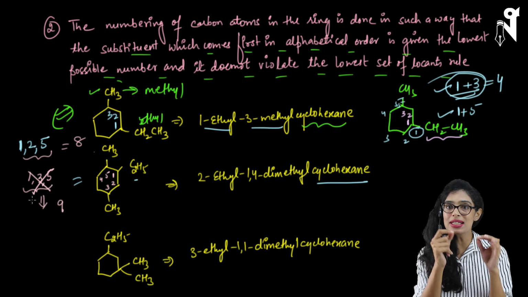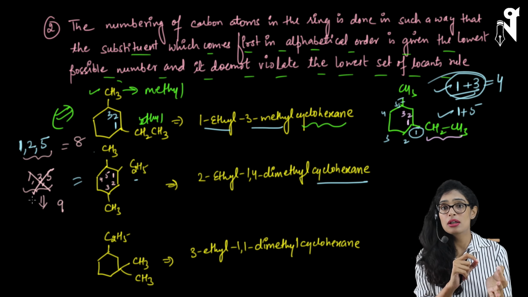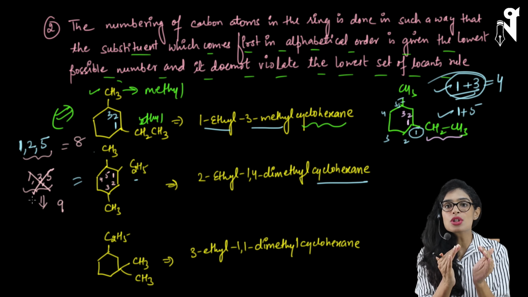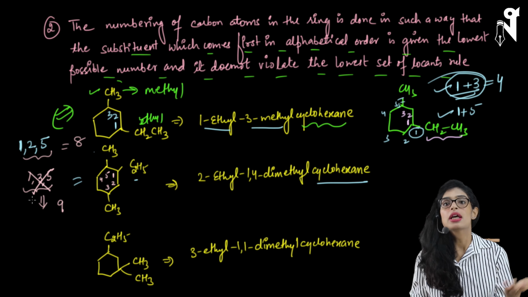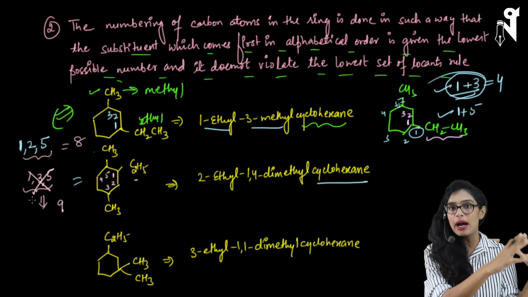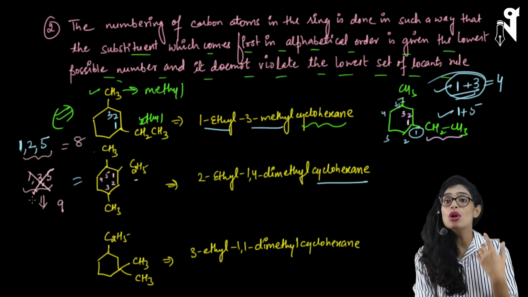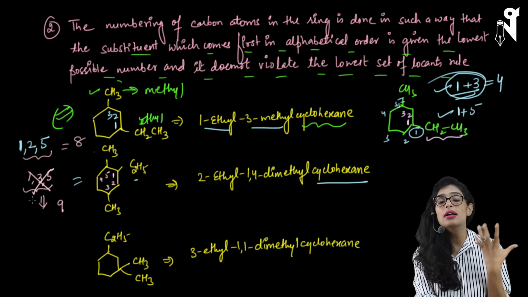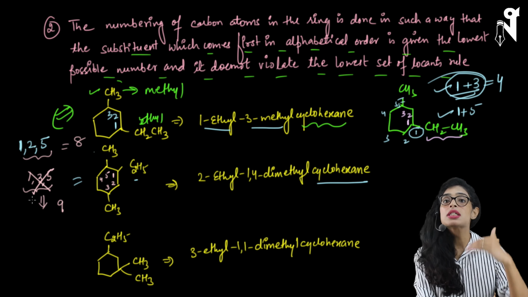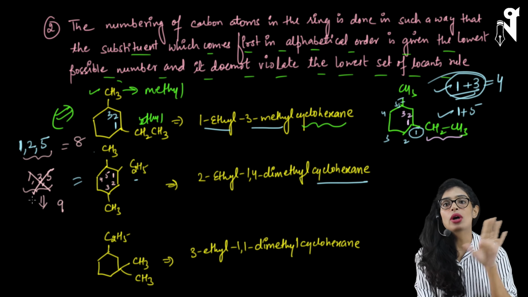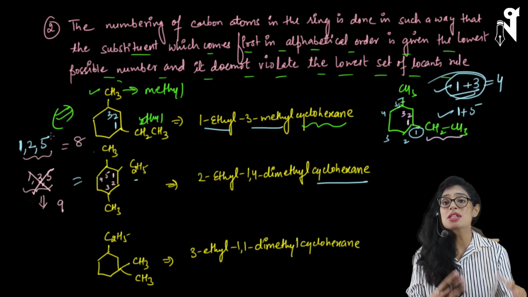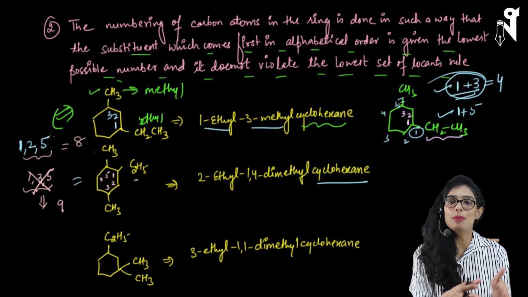That means just in case I do a little tweak here and there, and the total sum of the positions comes even lesser than 8, I will follow that. So the lowest sum is the higher priority, and we also have to make sure that our alphabetically first substituent gets the lowest possible position, whatever it can get. Let me explain again with the help of this example itself.